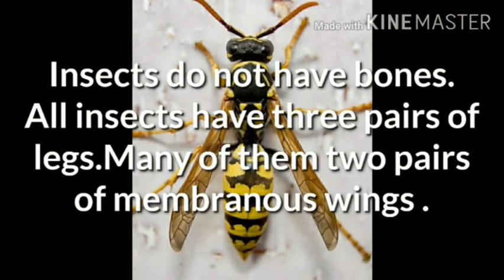Here you see insects. Insects do not have bones. All insects have three pairs of legs.